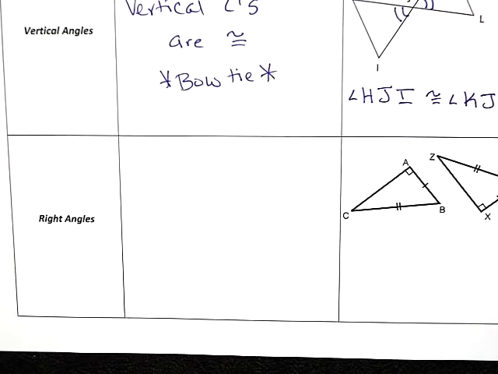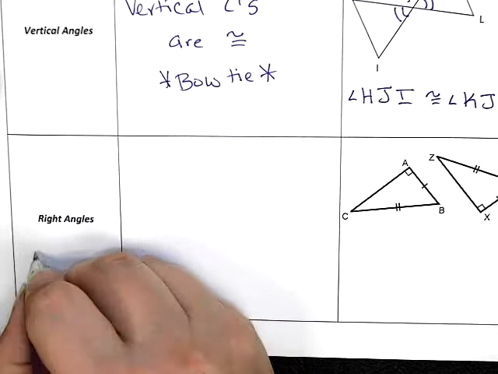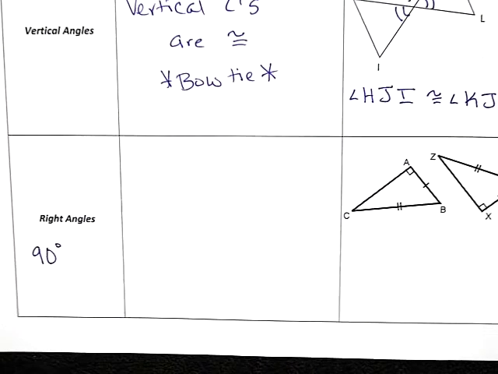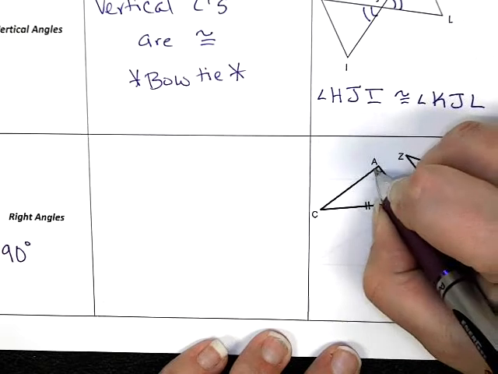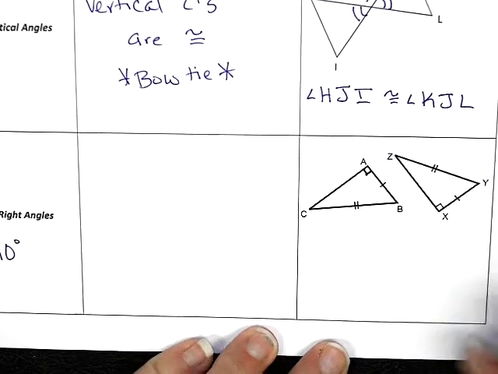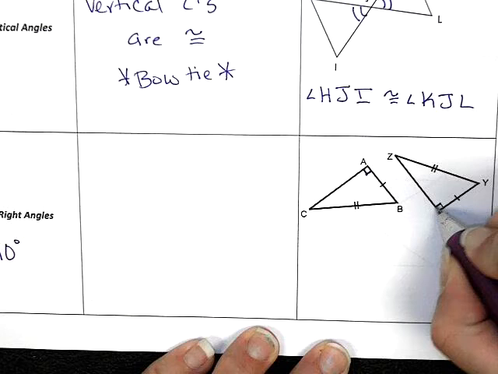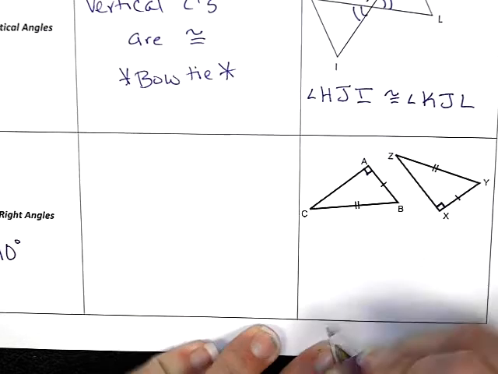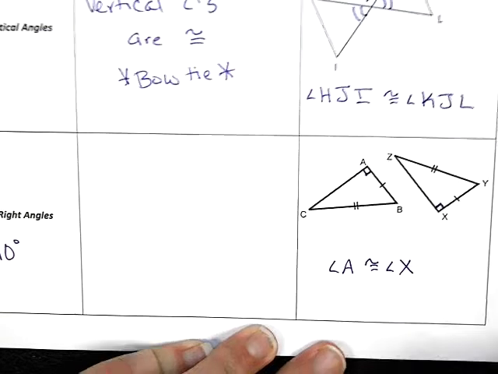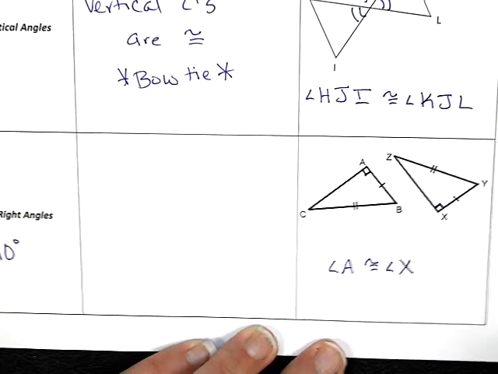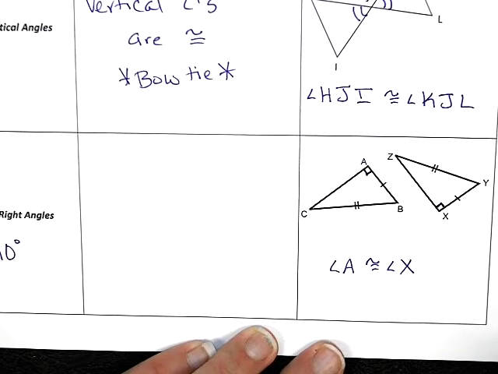Okay. All right, last theorem we got to talk about, right angles. Well, everybody knows that right angles mean that they're 90 degrees, right? Well, that means if I have a right angle over here, so if I'm saying angle A is a right angle, and I'm saying that angle X is a right angle, that means I can say angle A is congruent to angle X. They're both 90 degrees, right? That's the definition of congruence then, that they're both the same measure.